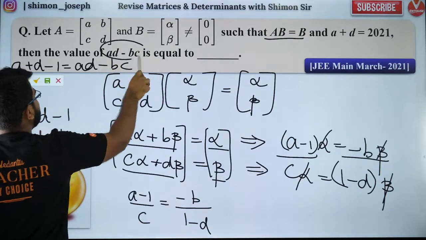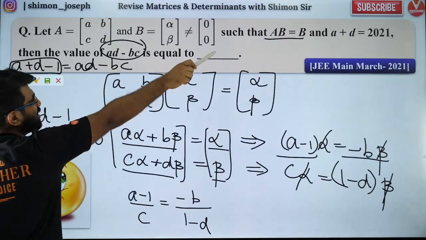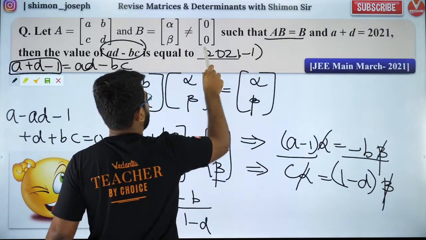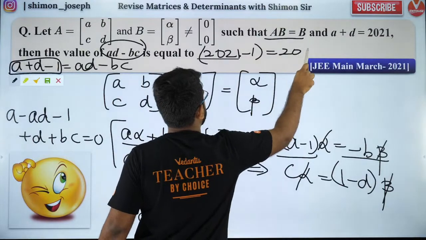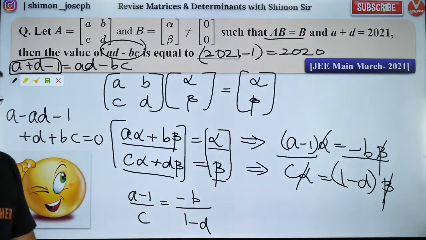So ad minus bc is what we have to find. So that is equal to a plus d minus 1. What is a plus d? a plus d is 2021, minus 1 is my answer, which is 2020. So 2020 is the right answer for this question. I hope everybody has got it. Please go through my solving in case you have a doubt in it.